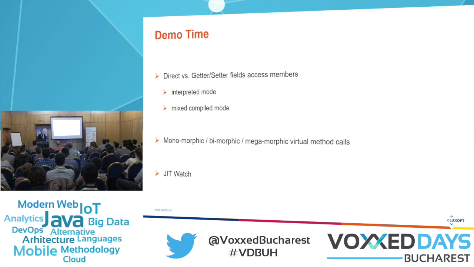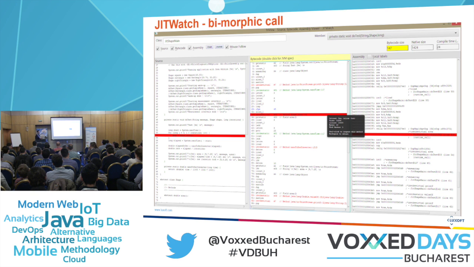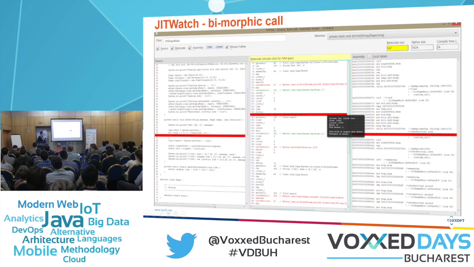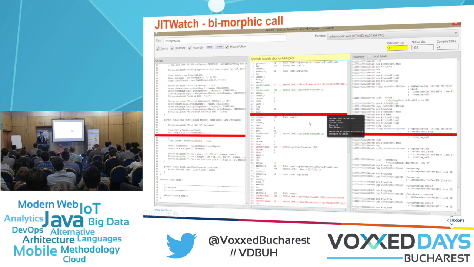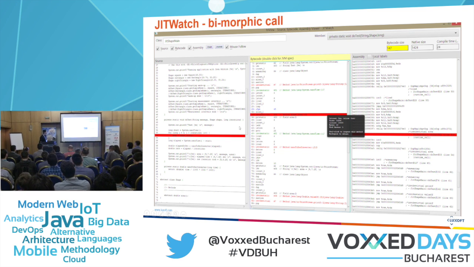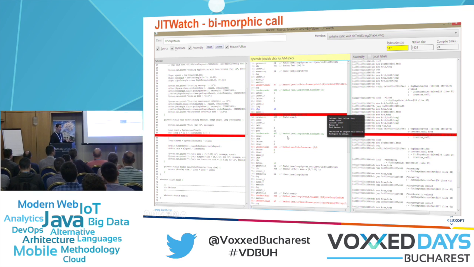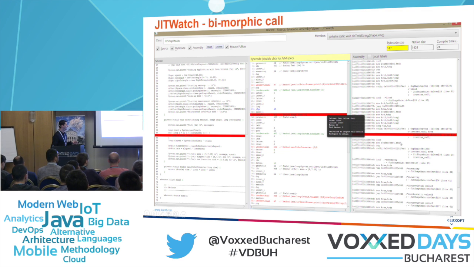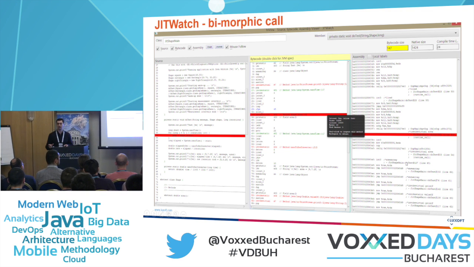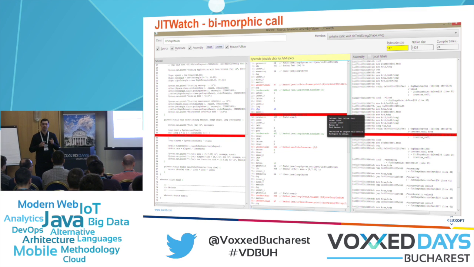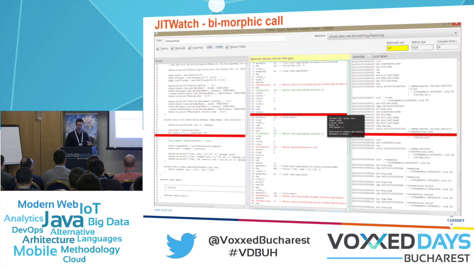Have you heard about the JITWatch? No, it's really a fantastic tool. I apologize again for the font. It's created using JavaFX, and in the left panel I have the initial source, in the middle I have the bytecode, and on the right side I have the assembly code. It's quite a fantastic tool that makes it easier for us, developers, to inspect the bytecode and the assembly code, all in the same place. So I quite encourage you to do that.